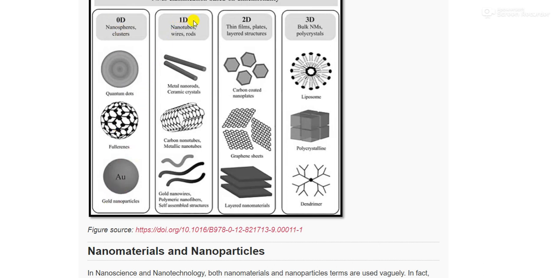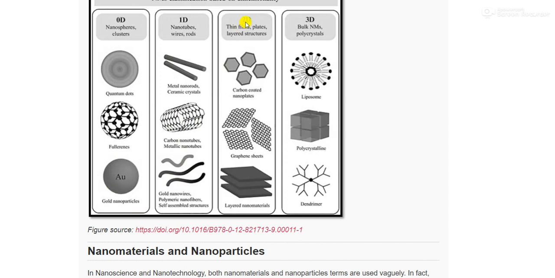Now we can see 1 dimensional nanomaterials, that is nanotubes, wires, rods, etc. All these particles in tube shape come under the category of 1 dimensional nanomaterial. Examples are ceramic crystals, metal nanorods, carbon nanotubes and gold nanowires. Even this gold nanoparticle can be synthesized in nanowire form. So these are all examples of 1 dimensional nanomaterial.